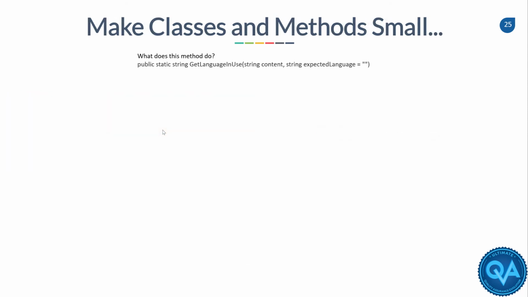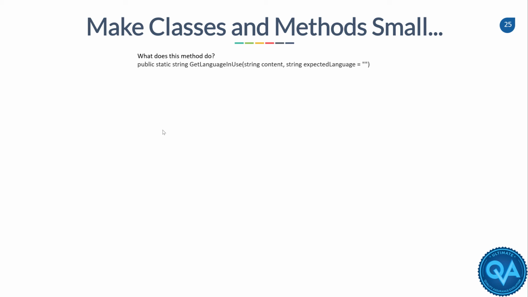So take a look at this method right here. What do you think this method does, right? If we just analyze the method signature, well, it returns some kind of a string, right? And it's called get language in use, and then it takes in some content, and then it takes in an expected language. So it looks like maybe you're passing in some content, and then I guess you might be expecting some language from that content, and it's going to tell you what that language is in use. I guess we don't know if it's a math language or an English language or a programming language. We don't really know that from here, but okay, that's what I'm assuming.